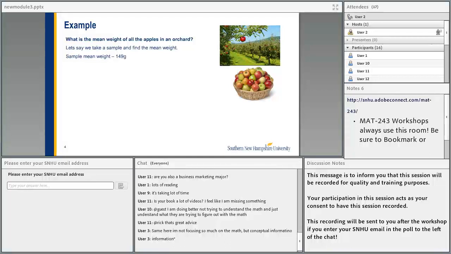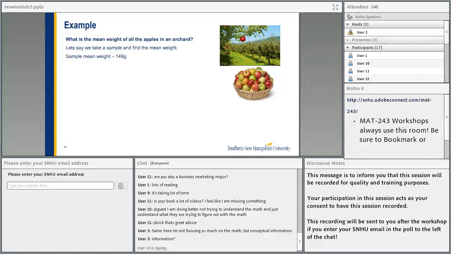Now I can say that the mean of all the apples in my orchard is somewhere between 147 grams and 151 grams, provided, of course, that the sample that I have is representing my population pretty well in terms of the size and the variation. So this range of values is called my confidence interval.